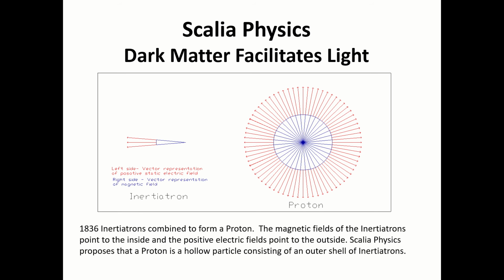So 1836 of the inertiatrons form a proton. The proton basically has an outer shell, which is the inertiatrons, and the magnetic field faces in and dissipates at the center, and the positive electric field faces out.